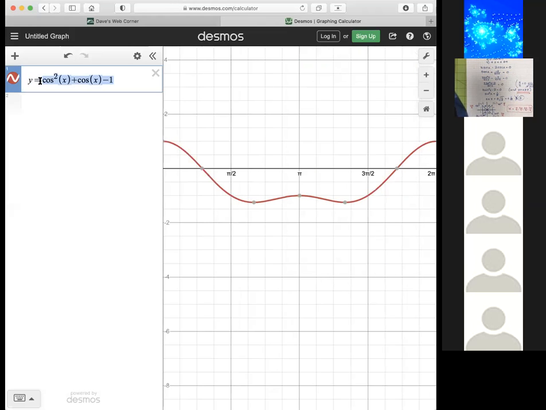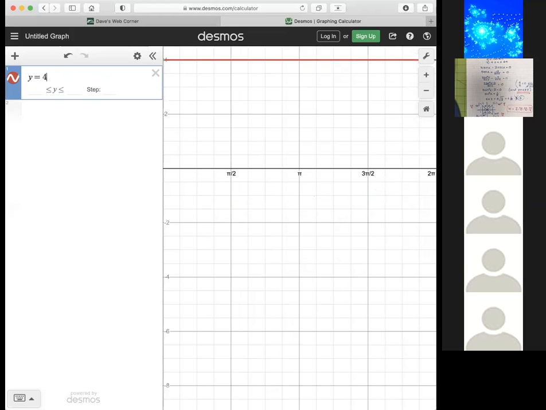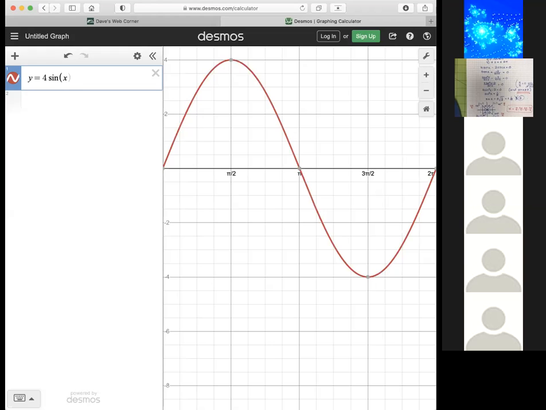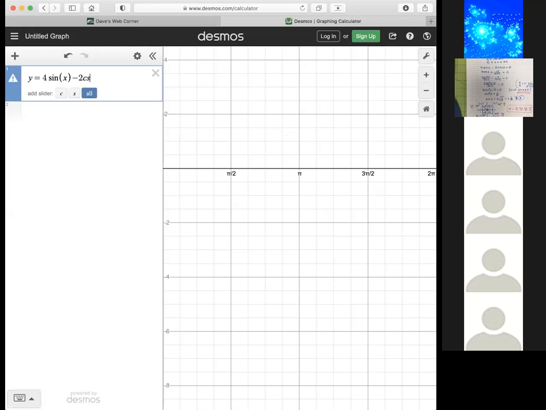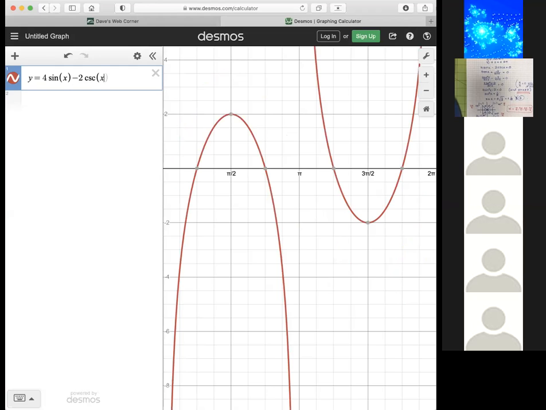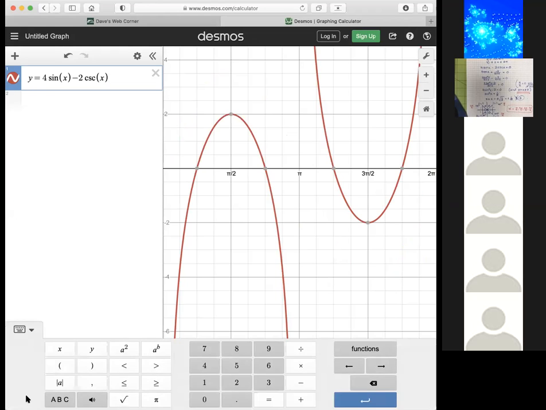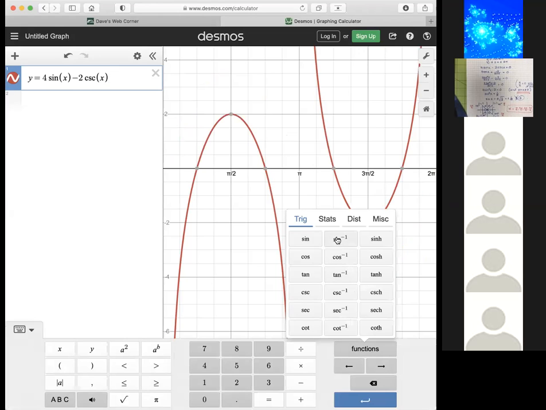And let's retype this: 4 sine x. I'm going to use the parentheses to protect the x. And you can type in minus 2 cosecant x. That gives you a funky graph. And down here, if you wanted to get the cosecant function, it's under functions, trig, cosecant. So you can just type cosecant x, unlike your calculator. Most calculators don't have a cosecant button.